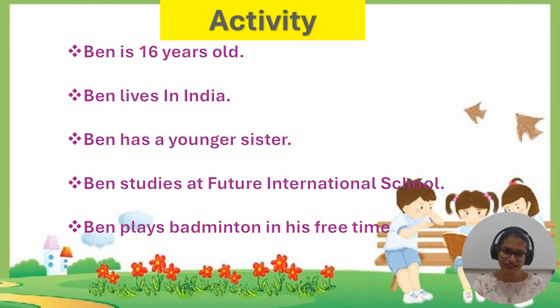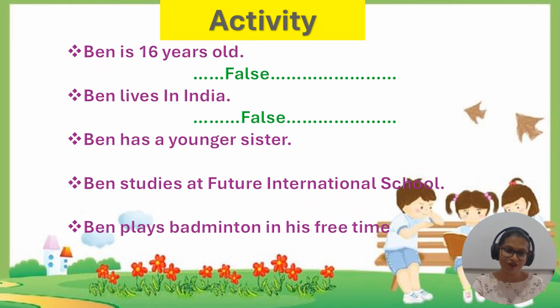Right, these are the statements given about Ben's email to his friend Anjali. The first one is Ben is 16 years old. I think you can remember the mail. There Ben told that he is 12 years old. That is why this statement is false. Second statement is Ben lives in India. In his first email, he mentioned that he's from Sri Lanka. He lives in Sri Lanka. So that is also false.